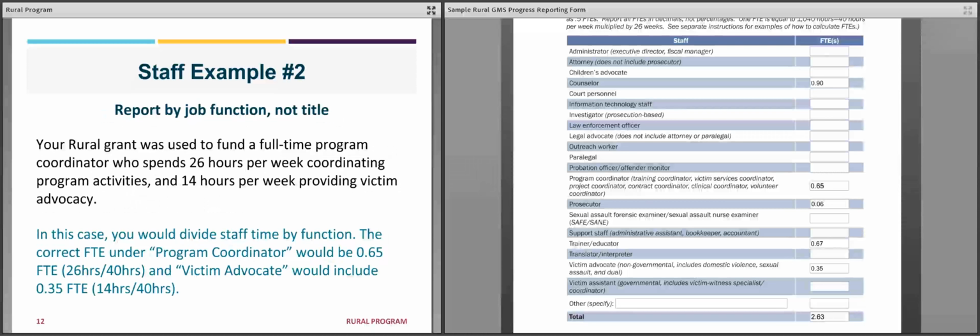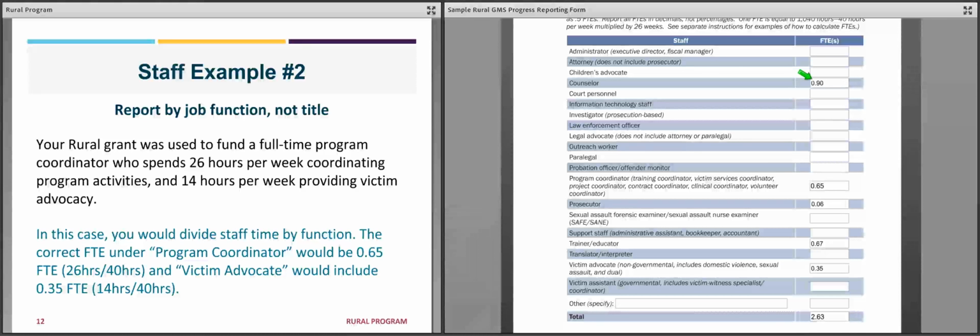In our next example, this is to demonstrate that you need to report by job function and not job title or location. So say your rural grant was used to fund a full-time program coordinator who spends 26 hours per week coordinating program activities and 14 hours per week providing victim advocacy. So in this case, you would divide staff time by function.